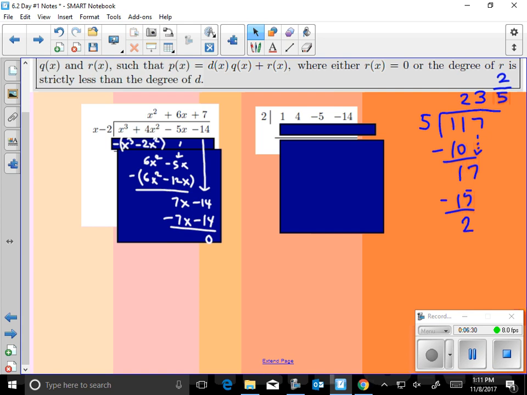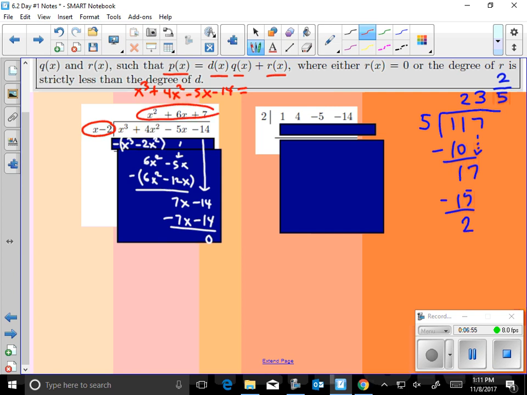Is that nice? So what is this garbage up here? P of x equals this times this plus that. It's garbage. But P of x is just what we started with: x cubed plus 4x squared minus 5x minus 14. What would d of x and q of x be? Those two. What if I multiply those two together? What would I get? P of x. Right? So I got x minus 2 times x squared plus 6x plus 7.